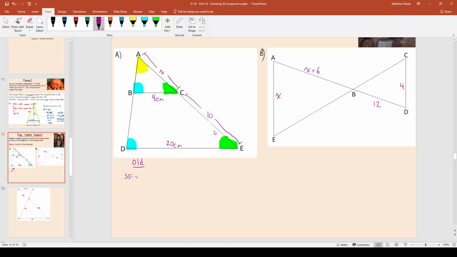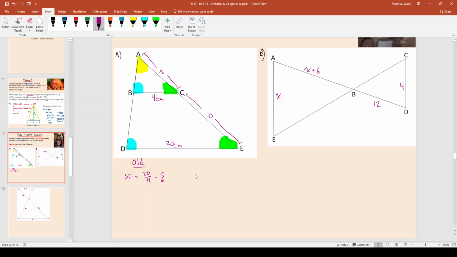Well, between green and blue, or between blue and green, is matching up. So there's a 4 and there's a 20. So it's just going to be 20 over 4, which makes a scale factor of 5. Cool beans? The scale factor is 5. Which means, my buddies, that we've got a bit of a trick here.